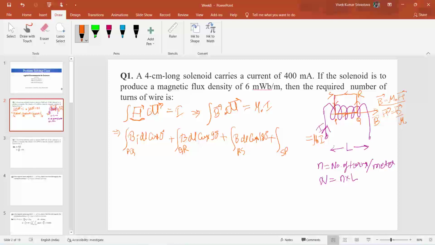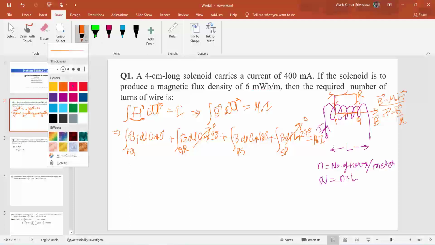Whereas for SP, the angle will be equal to cos 270 degrees. As we know, the value of cos 90 is equal to 0, and similarly the value of cos 270 is equal to 0, so the remaining terms are the line integral along PQ and the line integral along RS.